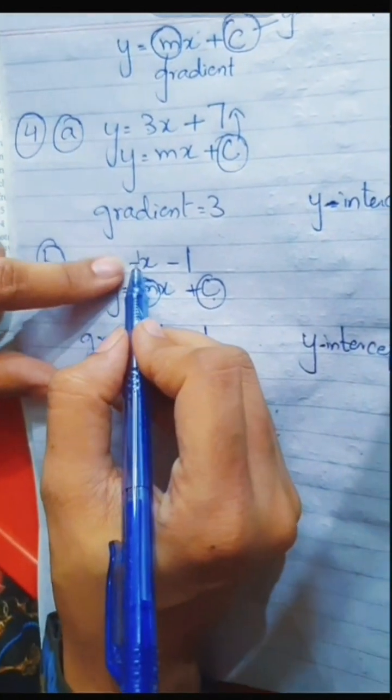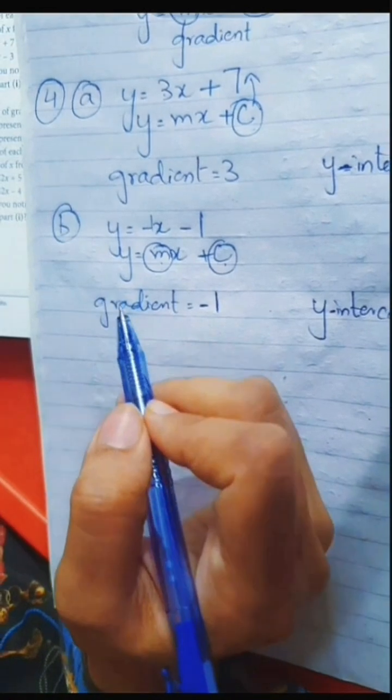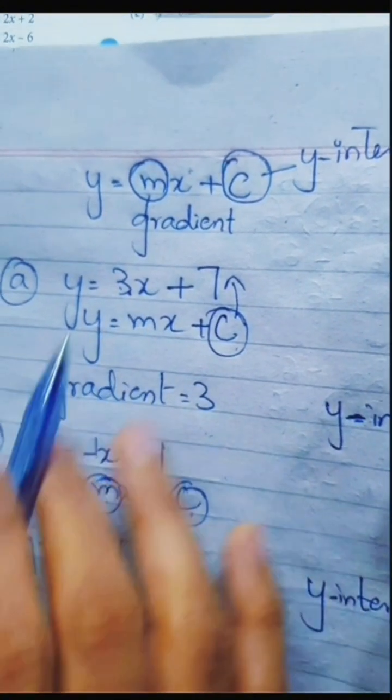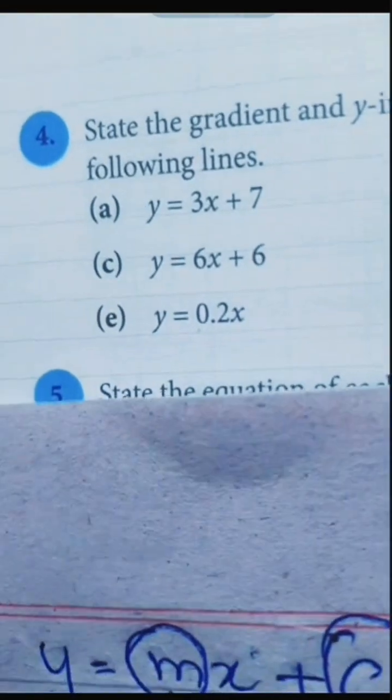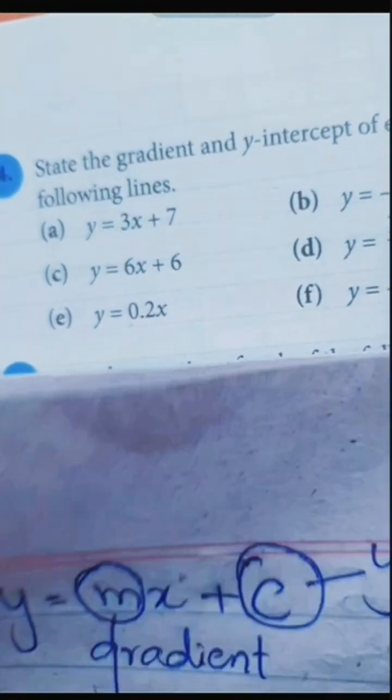Whenever the gradient is negative, so the line is moving from left to right in downwards direction, and whenever the gradient is positive, the line is moving from left to right in upwards direction. Okay, now move to part C. We'll do about the negative and positive gradient in the next question. You will clearly understand it.